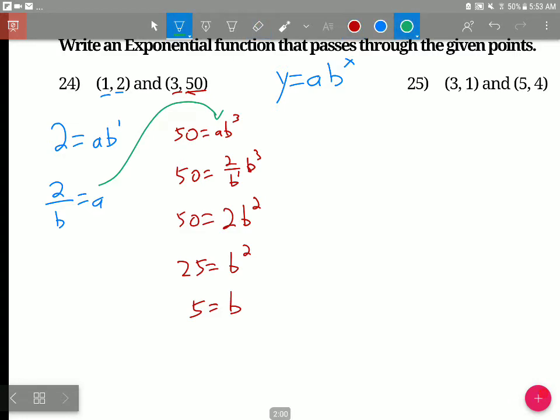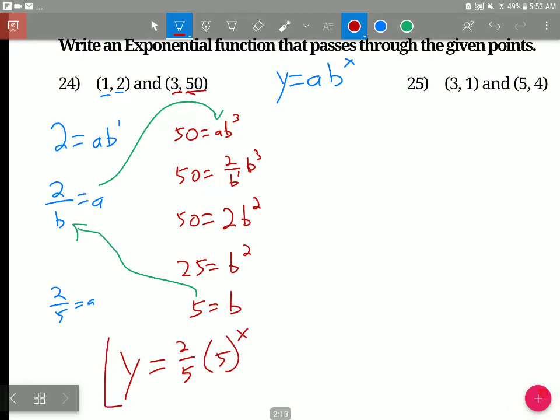Let's go find our a. So let's plug it into a. I could plug into any b I want, I'm sorry. But I want that one, because really that just means 2/5 equals a. So your answer is y equals 2/5 times 5 to the x. How's that? Let's see if you can do number 25.